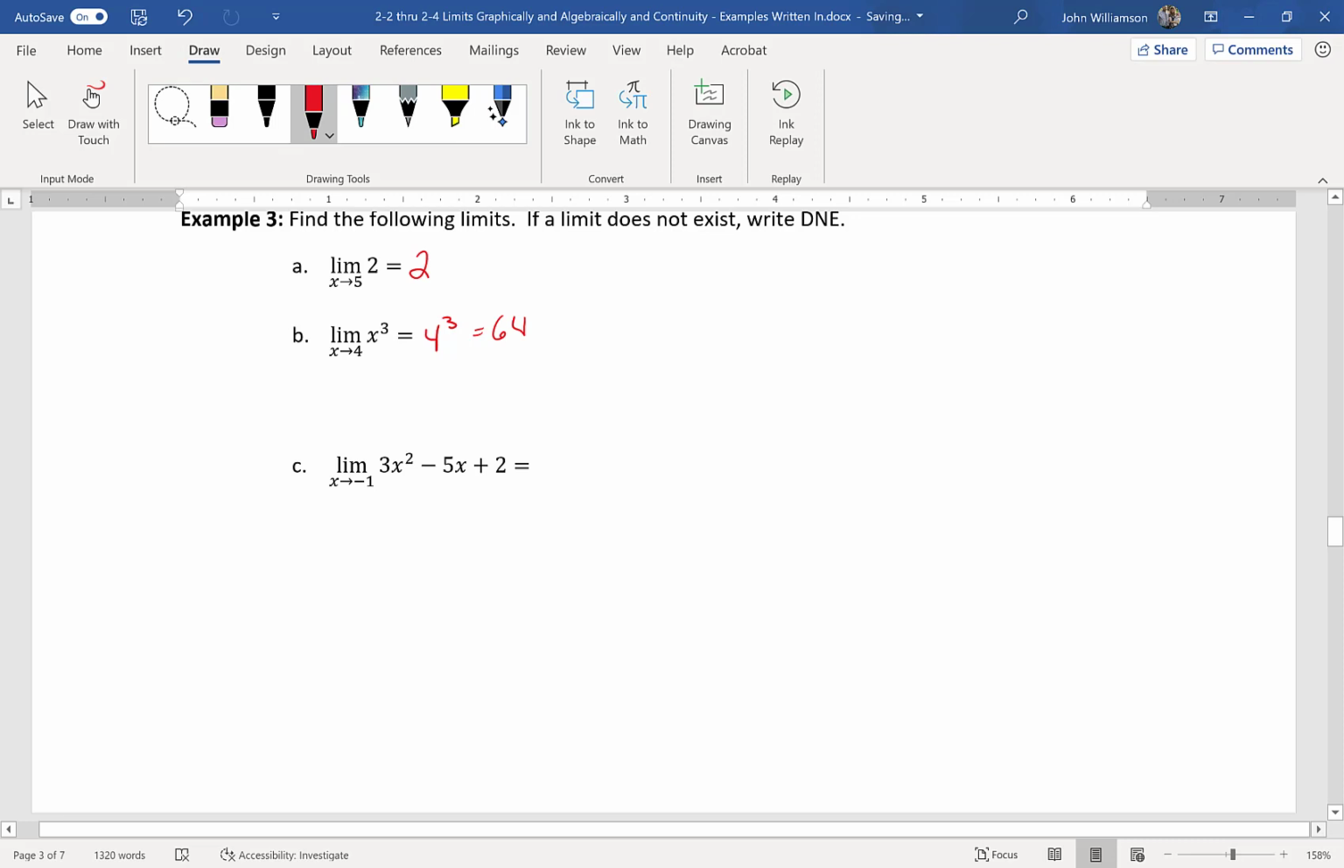The next one, limit as x approaches negative 1 of 3x squared minus 5x plus 2. So this is a polynomial, so we can direct sub. And so we're going to substitute in negative 1. So this becomes 3 times negative 1 squared minus 5 times negative 1 plus 2. And working through this, negative 1 squared is 1. So that 1 times 3 becomes 3. Minus 5 times negative 1 just becomes plus 5, plus 2. And so we end up with 10 for this limit. So the limit as x is approaching negative 1 of 3x squared minus 5x plus 2 is 10.